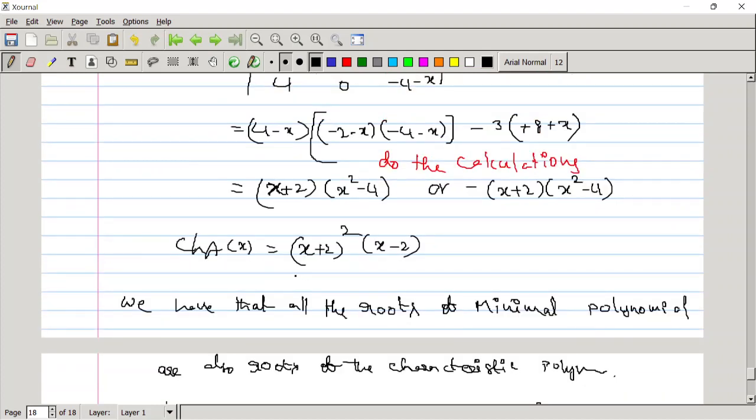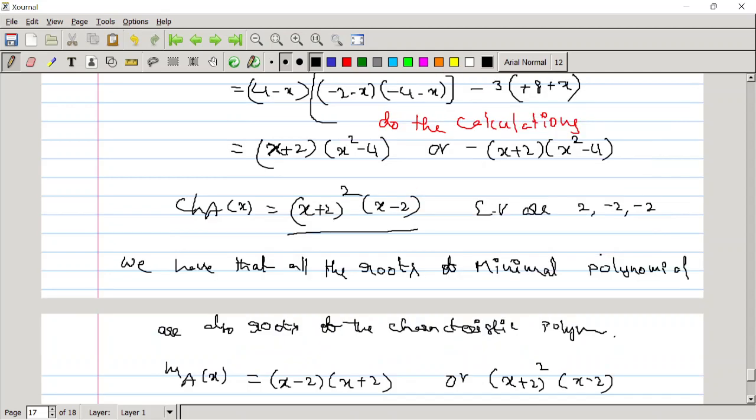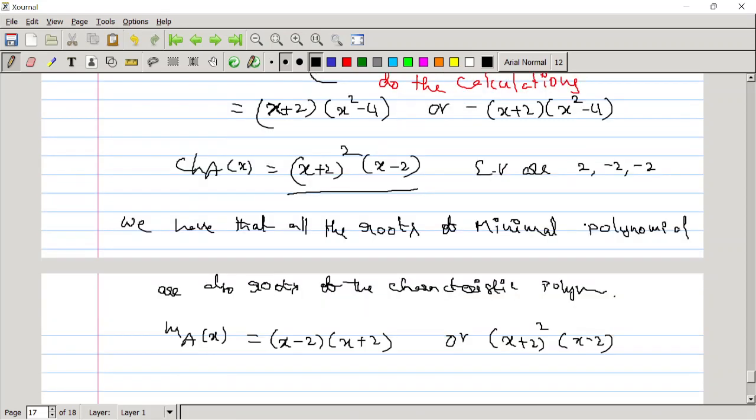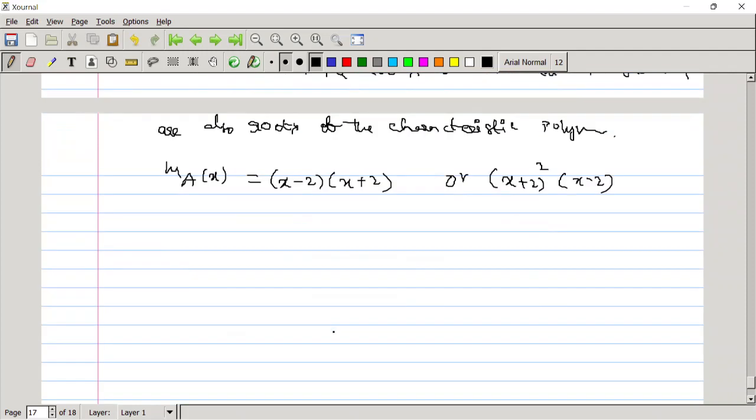Here the characteristic polynomial is x plus 2 whole square into x minus 2. That means the roots of this characteristic polynomial are 2 and minus 2, that is, the eigenvalues are 2, minus 2, minus 2. So these are the only roots of the minimal polynomial also. In the minimal polynomial the roots can be repeated or non-repeated, but each root should appear at least once. So by that property we can say the minimal polynomial can be any one of these two. Now we have to check which one is the minimal polynomial among these two.